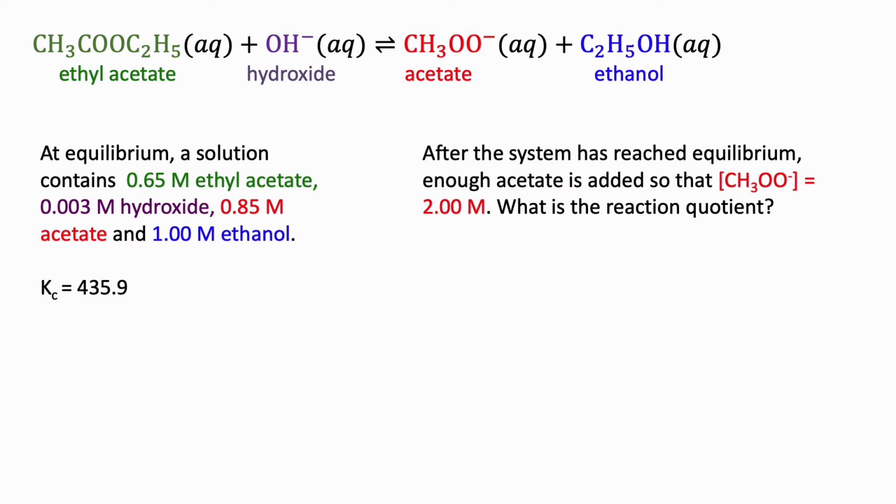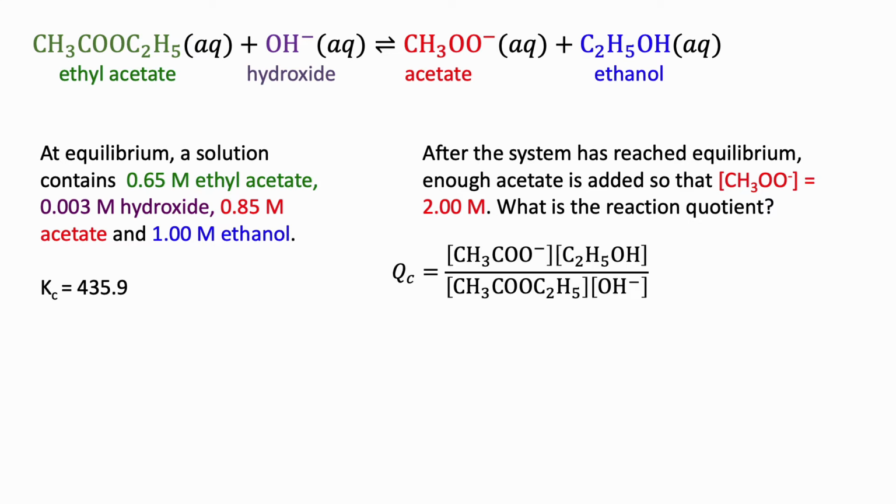So let's say you take that system at equilibrium and you just throw a whole bunch of acetate in. And so now your acetate concentration is 2 molar instead of 0.085 molar. So let's look at the system from a mathematical point of view and just calculate what the reaction quotient is. And so we plug this into the mass action expression, where we have the 2 products, acetate and ethanol, on top, the concentrations of ethyl acetate and hydroxide on the bottom.